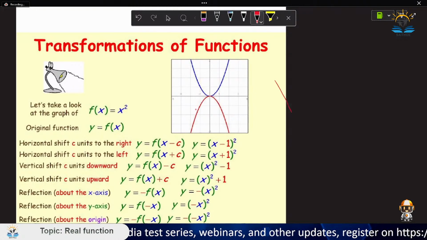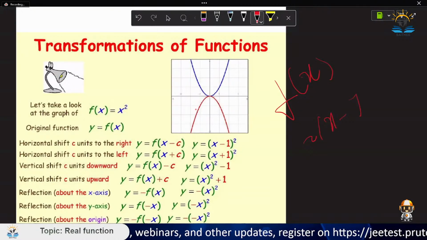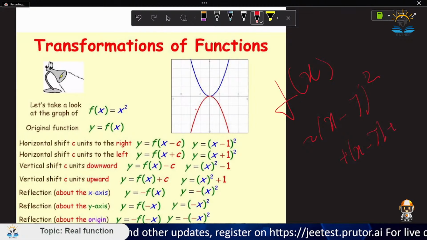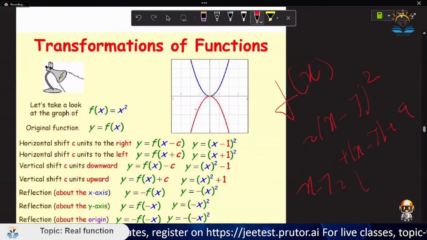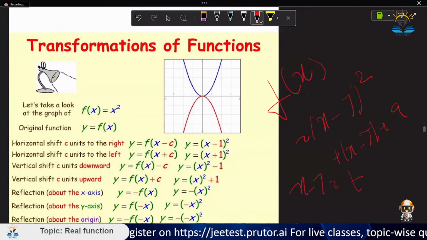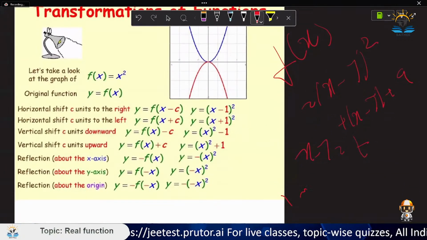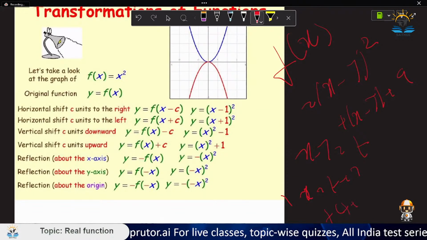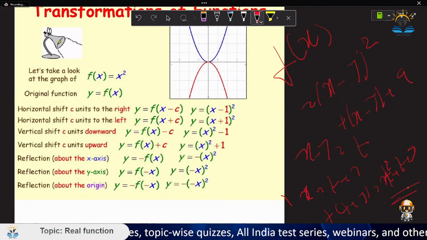function given to us, f of x equals (x minus 7) whole square plus (x minus 7) plus 9. Here what you can do is take x minus 7 as a variable t. Then what you get is x equals t plus 7. So you write f of t plus 7 equal to t square plus t plus 9. And this makes solving your question much easier.